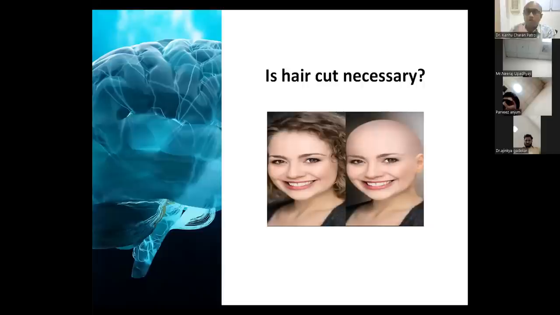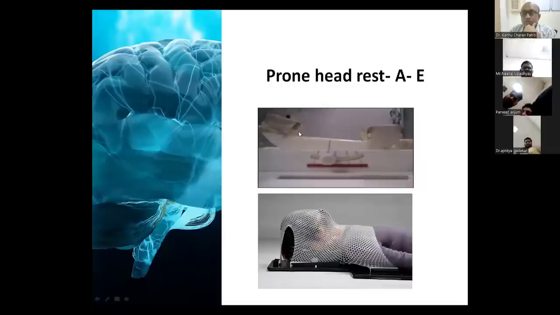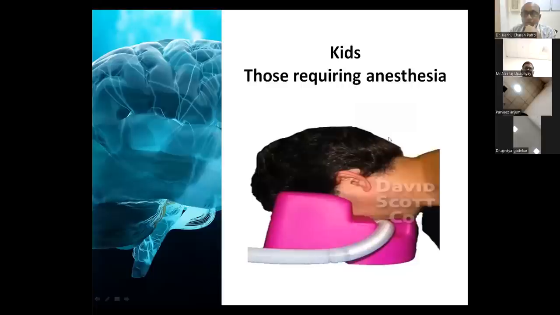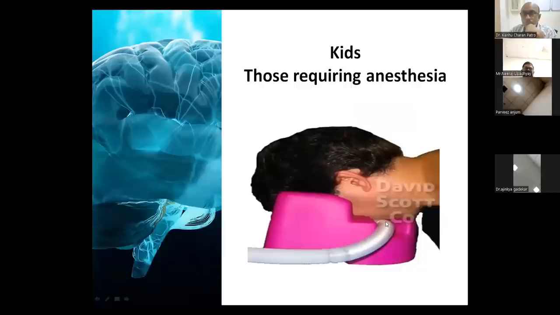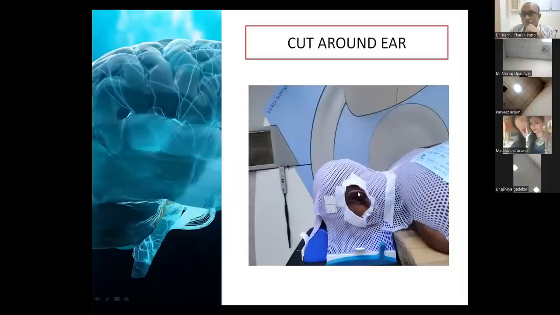This is the patient, and this is the prone headrest. These are called prone headrests, with various positions for comfort and positioning. When there is anesthesia, with kids around 3 or 4 years old who are not cooperating, you have to have a prone position, and those requiring anesthesia during the treatment can have an oxygen tube put in this way. Sometimes people get discomfort around the ear area. You can cut it in the bilateral auricular area.